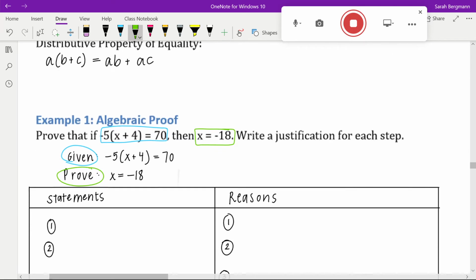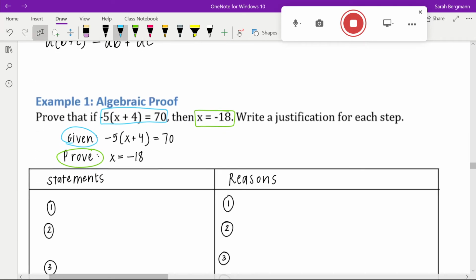Next, you'll set up 2 columns, statements and reasons. The first statement is always going to be what you're given, because remember it says you have to set up a logical argument starting with what you're given and ending with what you're trying to prove. So I know I'm trying to get from negative 5 times the quantity x plus 4 equals 70 to x equals negative 18. My first reason is always going to be given.